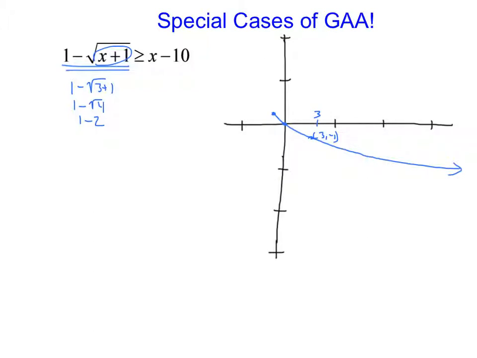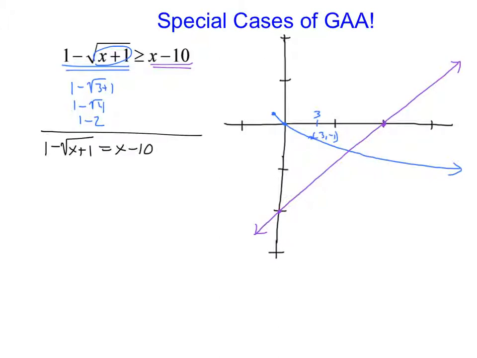Let's do the other line. It has a y-intercept of negative 10, so it's going to go through negative 10 and positive 10. Just keeps going like that. Okay, well, they intersect somewhere. I can kind of see it. I want to know where. I'm going to do the algebra.